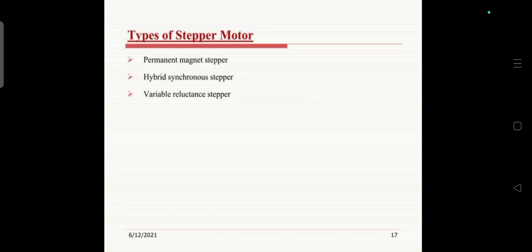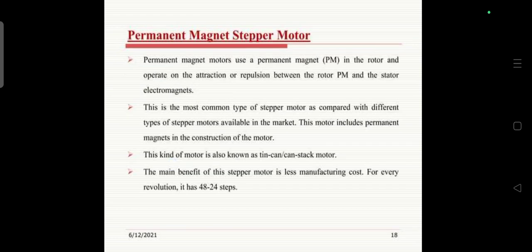Then the types of stepper motor. The first one is the permanent magnet stepper motor, then the hybrid stepper motor, then the variable reluctance stepper motor. The first one is the permanent magnet stepper motor. It uses a permanent magnet in the rotor and operates by attraction or repulsion between the rotor and the stator electromagnet.